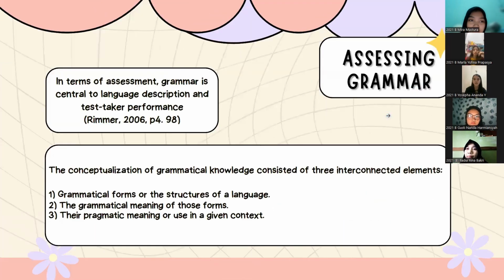And now, assessing grammar. In terms of assessment, grammar is central to language description and test-taker performance. This is the definition by Rimmer in 2009. And the conceptualization of grammatical knowledge consisted of 3 interconnected elements. The first one is grammatical forms or the structures of a language. The second is the grammatical meaning of those forms. And the last is their pragmatic meaning or use in a given context.